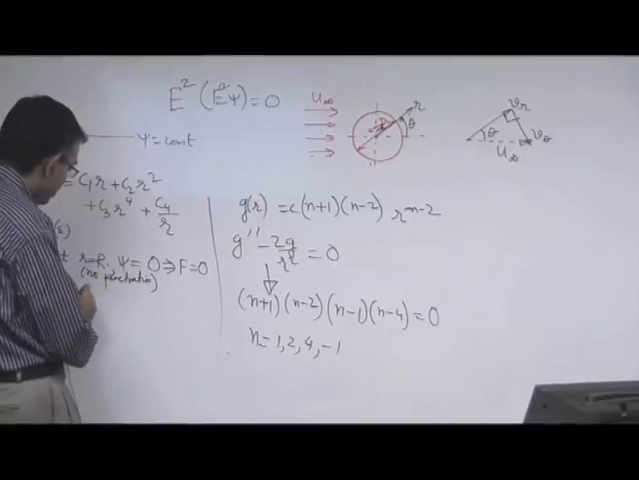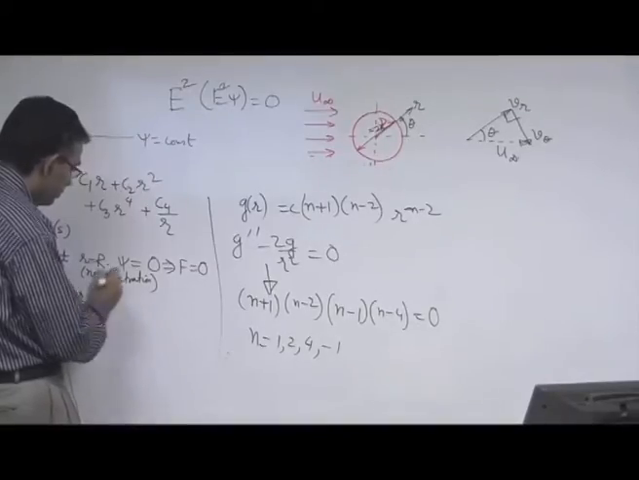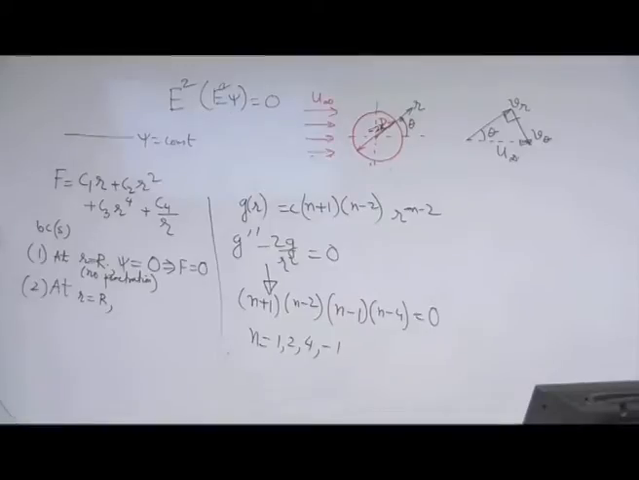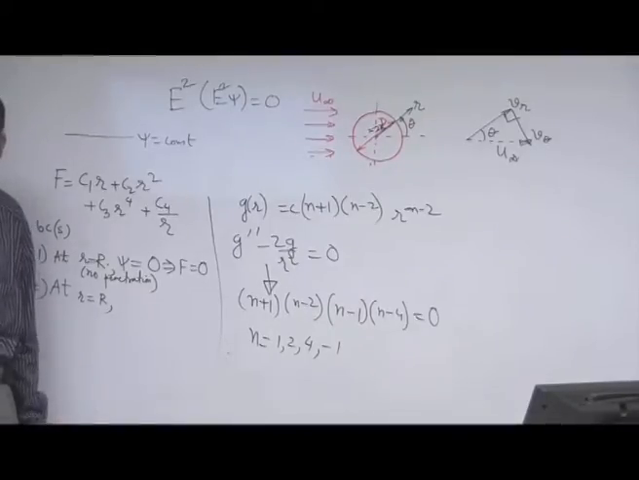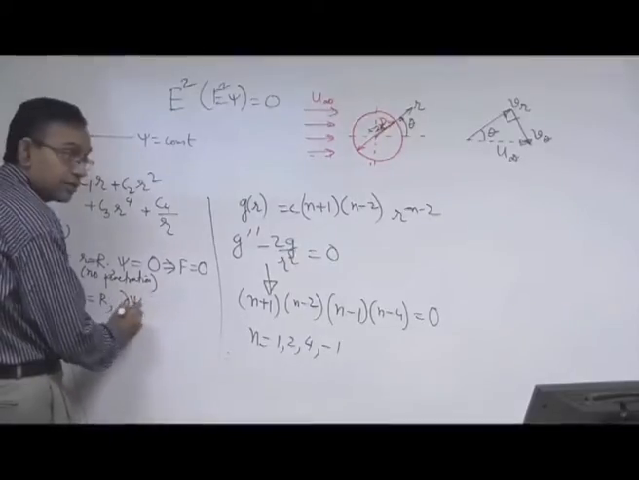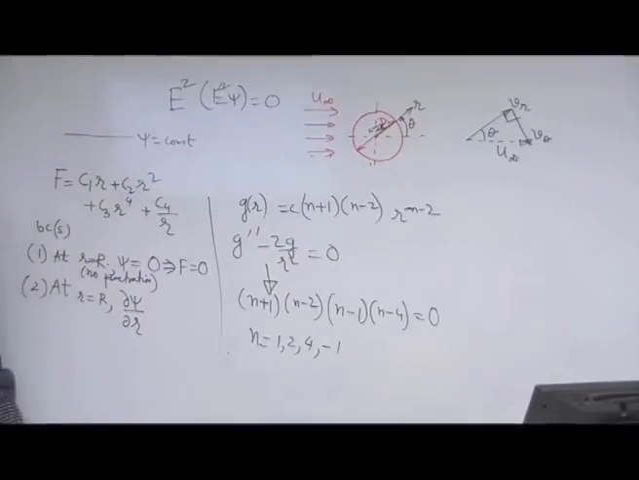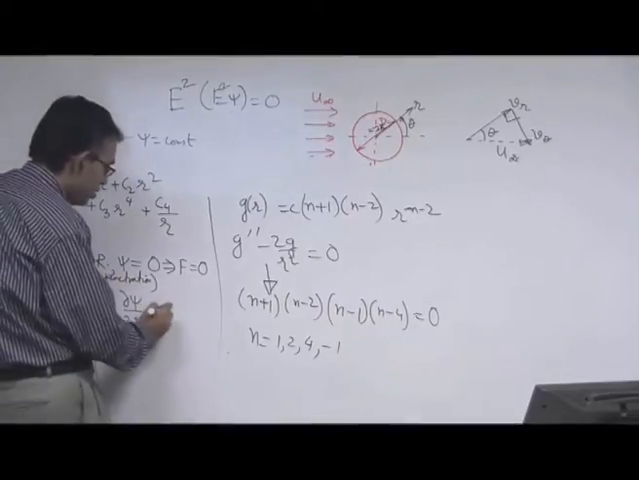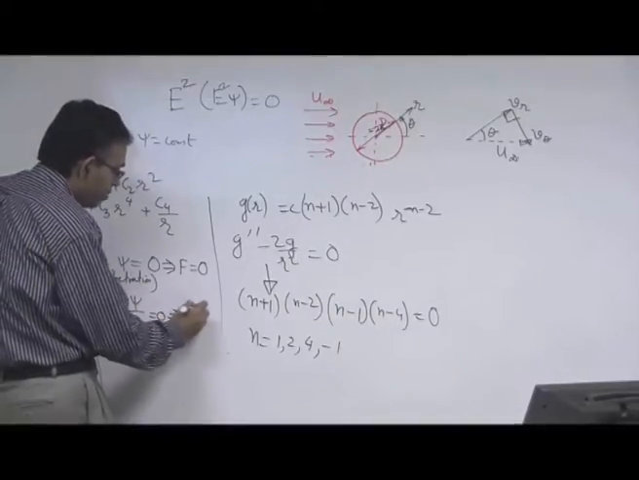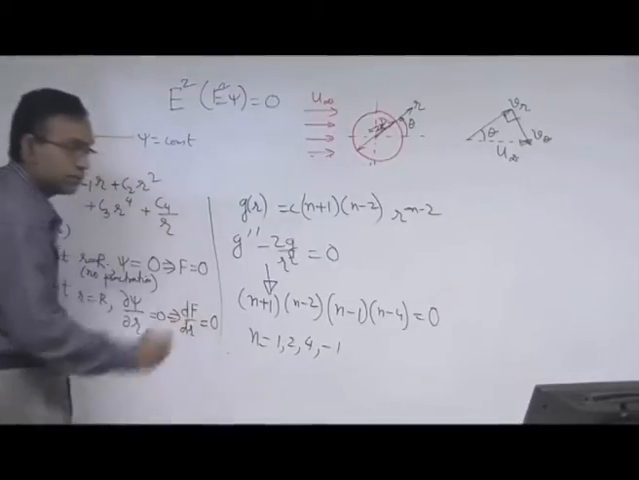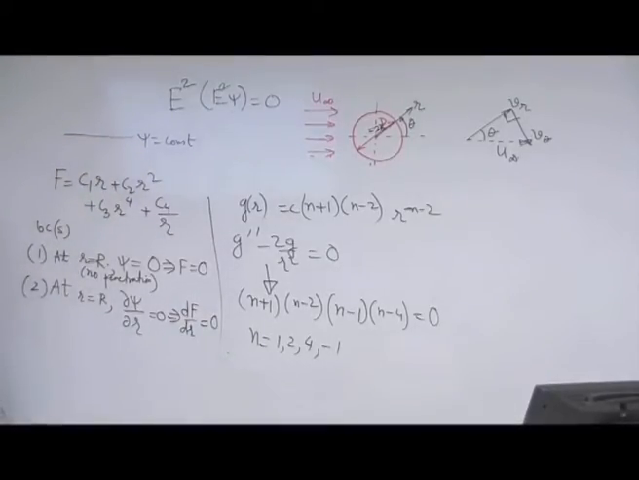What about no slip? No slip means what? Which component of velocity is 0? V theta. V theta, how do you write? Del psi del r. Just like u is equal to del psi del y. Instead of y it is r. So del psi del r is equal to 0. That means what? df dr equal to 0. Okay.